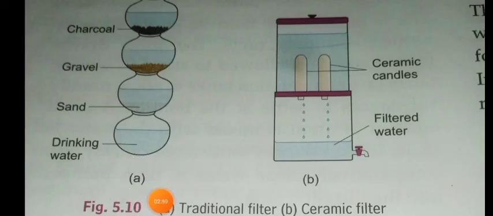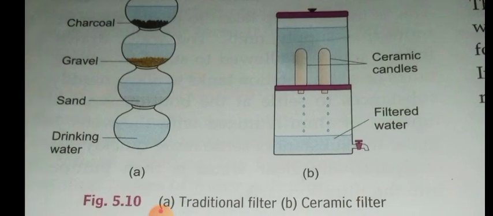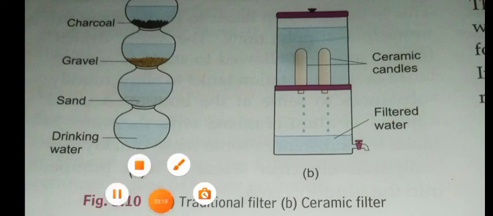Here, take a look at the traditional filter which was used in olden days. The water is first passed through the charcoal, then through the gravel and sand layers, and finally you will get pure drinking water. And the ceramic filter which we are using in our life today. Okay, children, these are the various purification techniques which we are using in our houses.